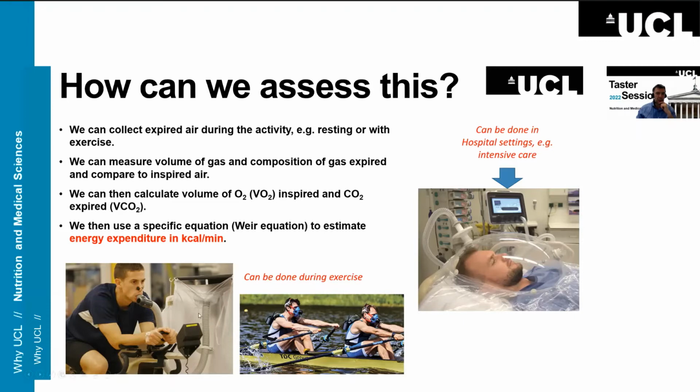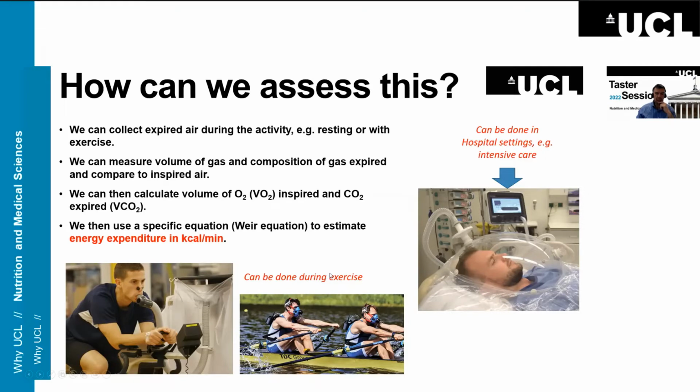We use these things here, they're called Douglas bags. Essentially you breathe into this apparatus and we collect air in this big bag, so we can measure the volume of air within that bag and the proportions of O2 and CO2. We compare, for example, inspired to expired air. From this, we can work out the volume of oxygen inspired and carbon dioxide expired, and then using a very specific equation developed by Professor Weir about 60 years ago now, you can estimate energy expenditure in kilocalories per minute. When it's done properly, it can be near gold standard.